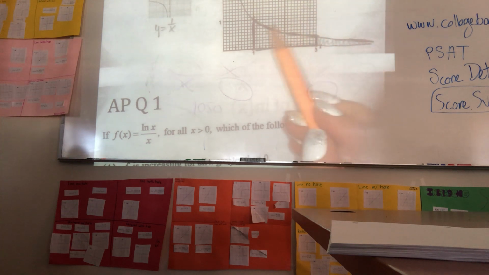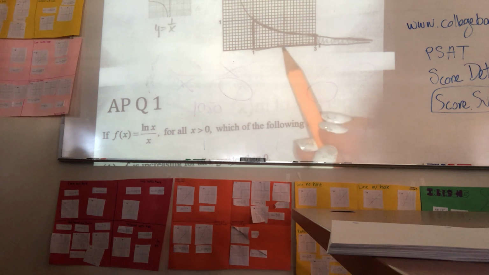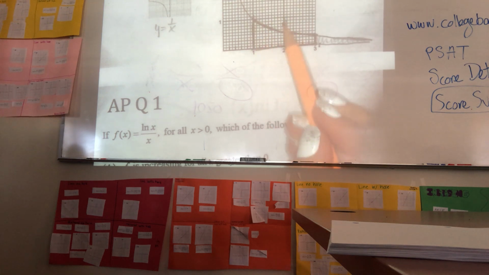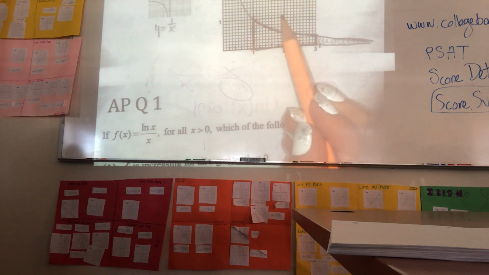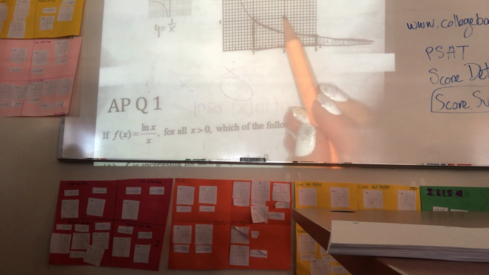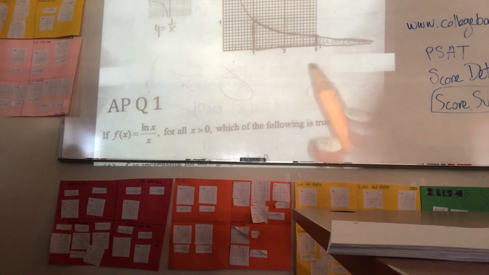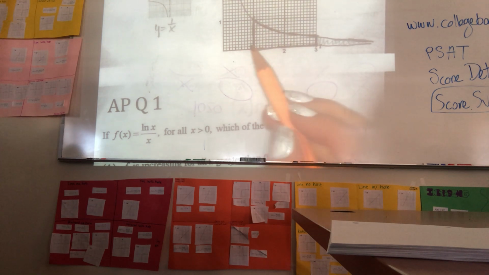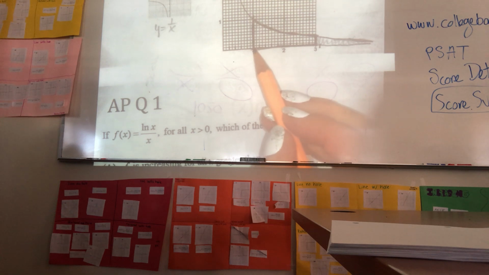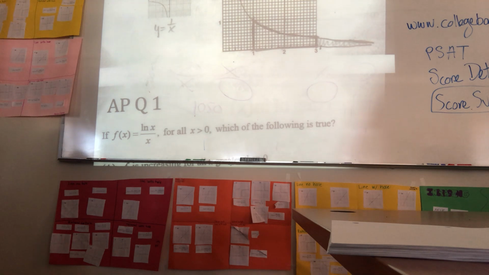Okay, so what is the area of one of these large boxes? 1. Okay, so all of this has an area of 1. What's the area of one of these tiny boxes? 1/100th or 0.01. Okay, 1/100th.